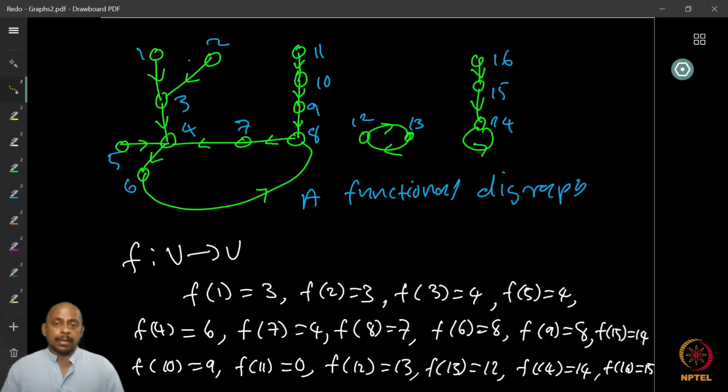And yes, so this is how it is. Now, what I want you to do is to draw a few functional diagrams by yourself and then try to see whether you can observe any nice properties about this. So if you think about this and then come up with some observation, that would be very nice.